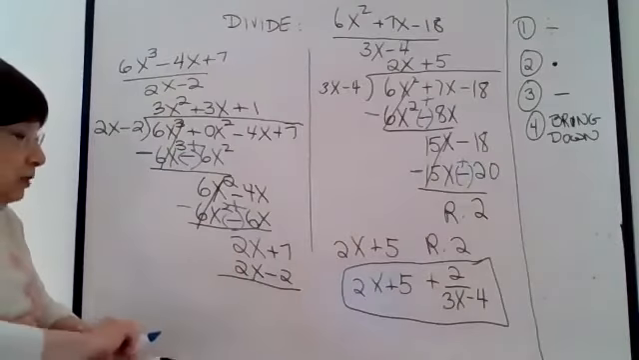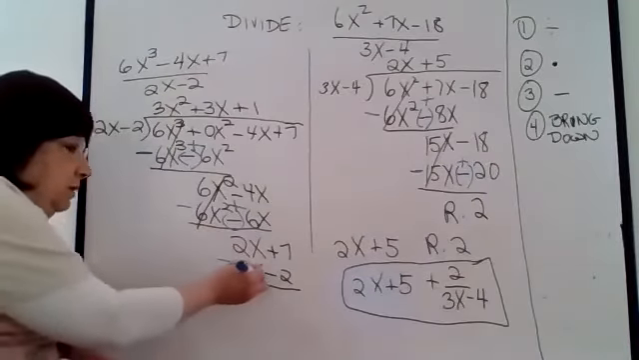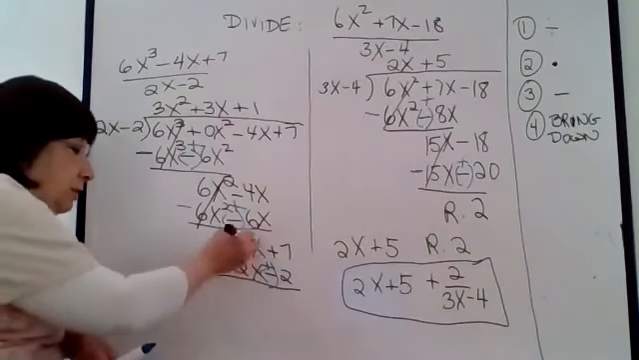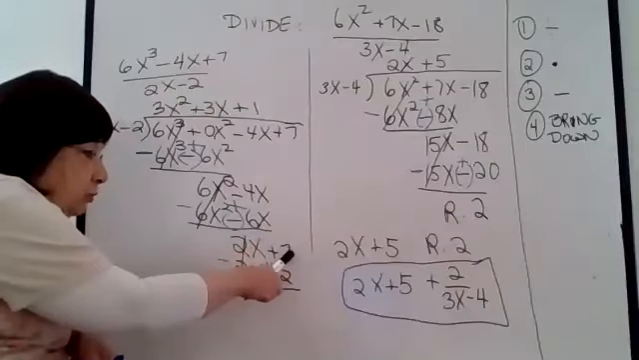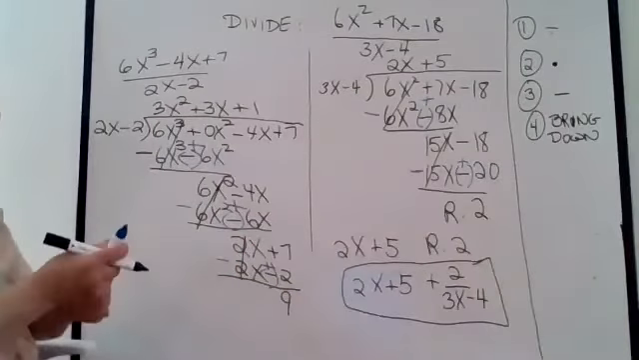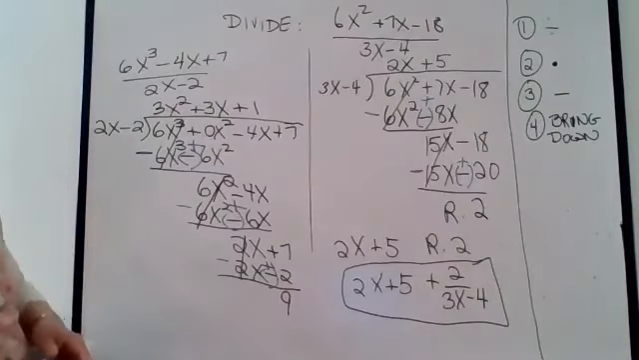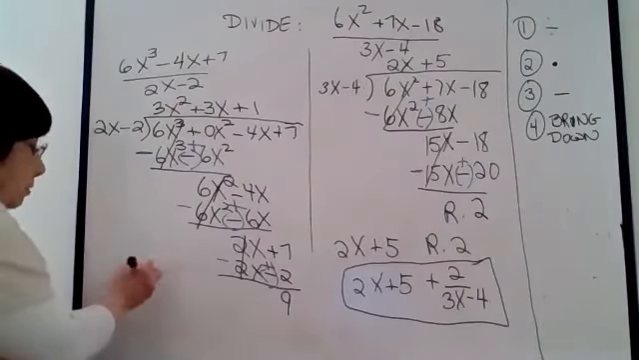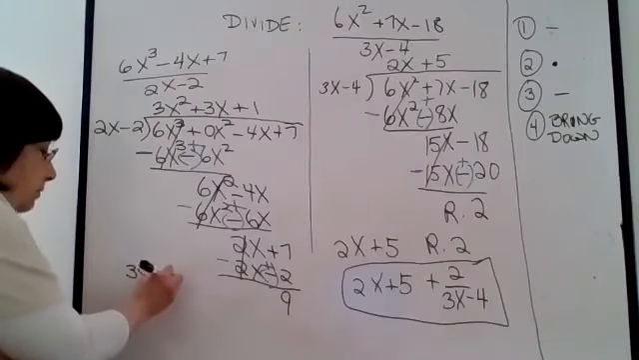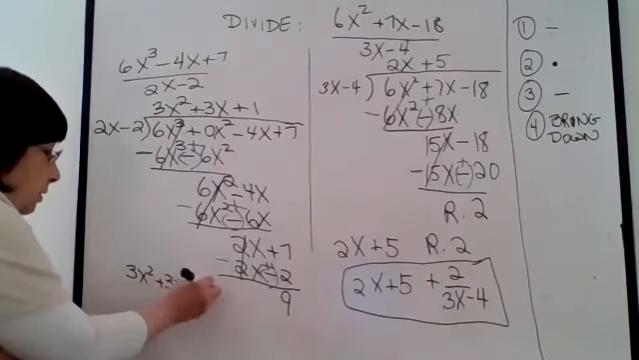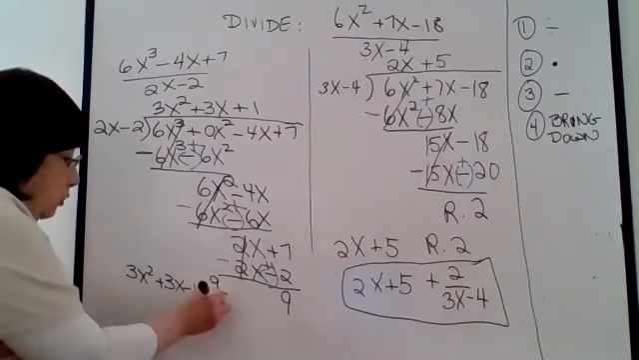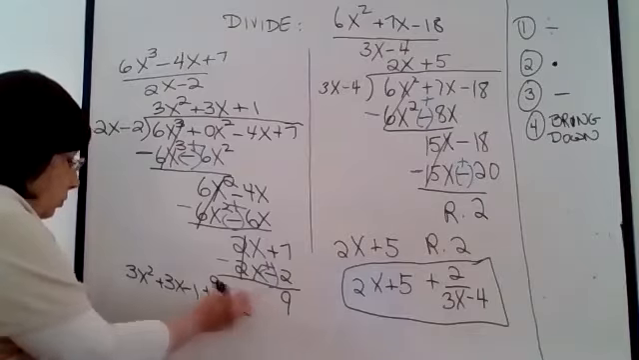And again, I change my signs. This becomes negative. This becomes positive. The 2x minus 2x cancels out. And I get 7 plus 2, which gives me positive 9. So my answer turns out to be 3x squared plus 3x minus 1 plus my remainder, which is 9, over the divisor 2x minus 2.